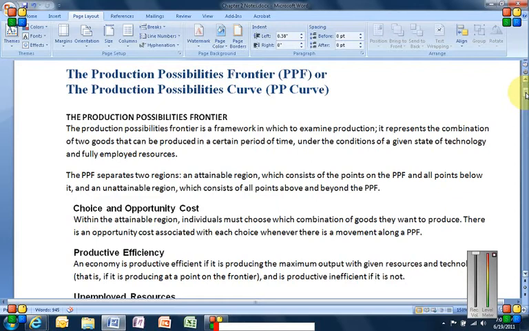It represents a combination of two goods usually. Sometimes it can be two services that can be produced in a certain period of time under conditions of a given state of technology and using all of your resources efficiently and wisely. The Production Possibilities Frontier has two regions: an attainable region, which has a collection of points along a curve, which is your potential, and then an area beyond that curve which represents what is not attainable yet. It might be attainable at some point in the future, but it isn't today.